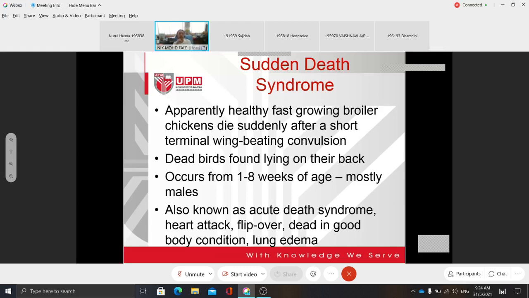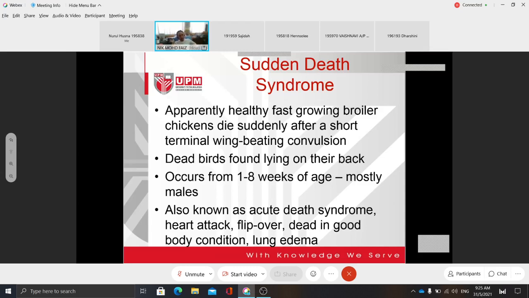Apparently healthy, fast-growing broiler chickens die suddenly after a short terminal wing-beating convulsion. Sometimes, if you enter a big farm, each house probably contains 10, 20, 30,000 chickens. As you walk inside the farm, looking at all the chickens, whether they look okay, once in a while you will see one of them suddenly die. They flap and then die in front of you. That bird is found lying on its back. Usually they flip to their back and then die.